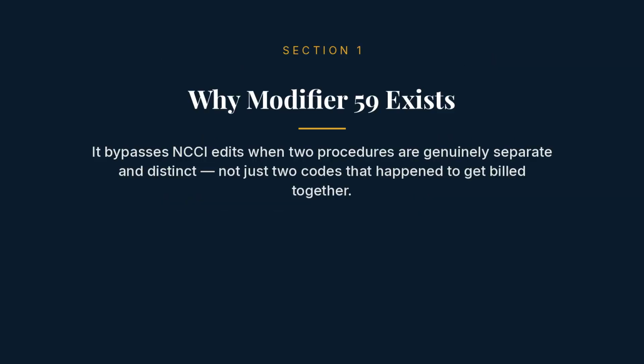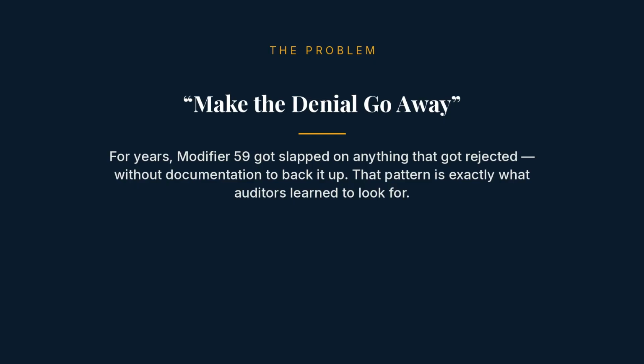Modifier 59 exists to bypass NCCI edits, the National Correct Coding Initiative bundling rules, when two procedures are genuinely separate and distinct, not just two codes that happen to get billed together. The problem is, for years, Modifier 59 was overused as a blanket "make the denial go away" button. Coders would slap it on anything that got rejected without documentation to back it up. That pattern is exactly what auditors learn to look for.